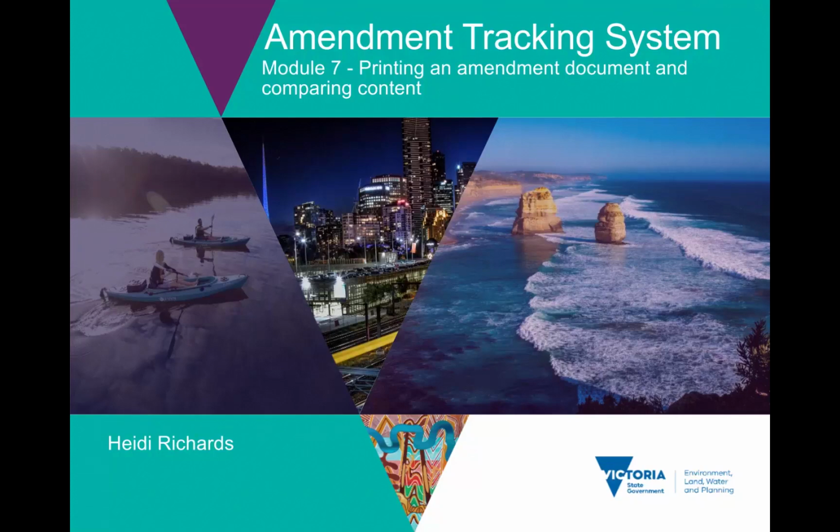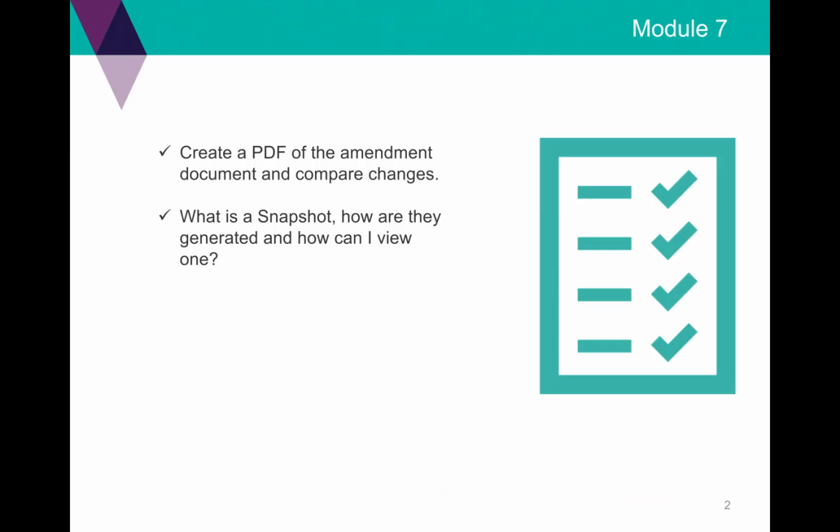In this online training video for the amendment tracking system, we look at Module 7, printing an amendment document and comparing content. We'll look at how you can create a PDF of the amendment document and compare changes, and we'll also cover the snapshots and how they're generated and how we can view one.